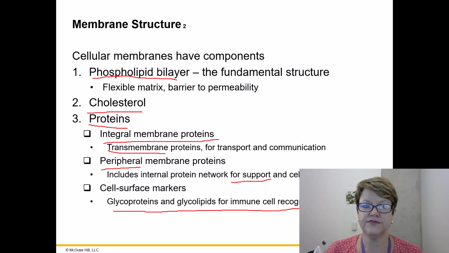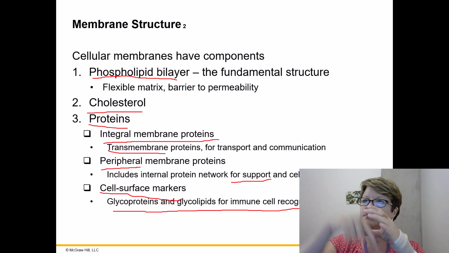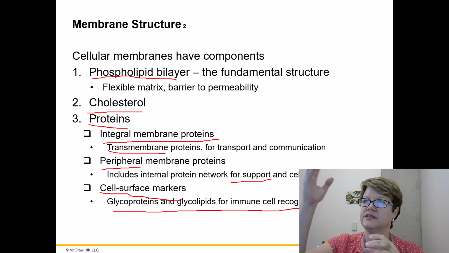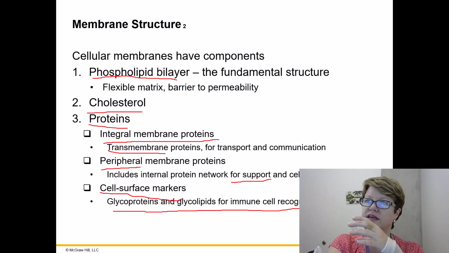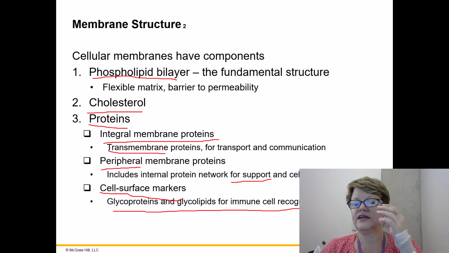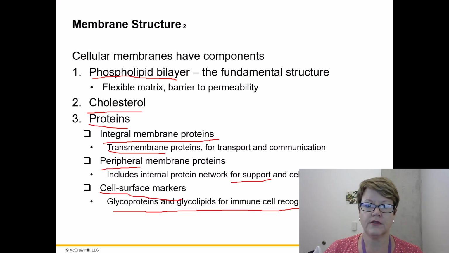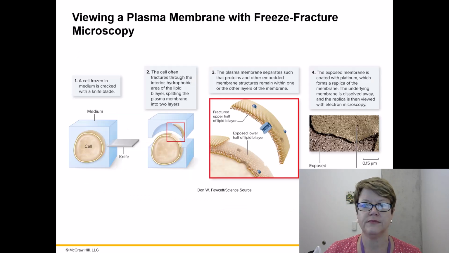So those cell surface markers are important, but we're not going to talk about them too much more in this chapter, because what we're really talking about in this chapter are these transmembrane proteins that allow molecules to go from the outside of the cell environment into the cell or from the inside of the cell out. So we'll be talking about those transmembrane proteins quite a bit.